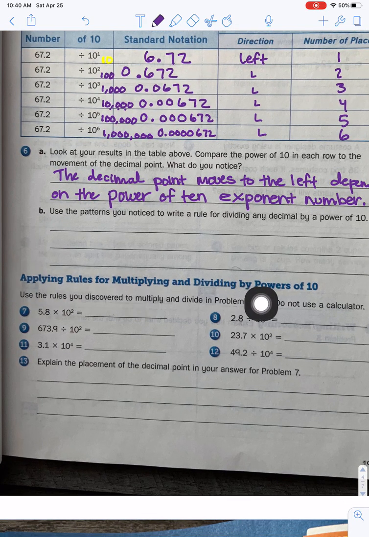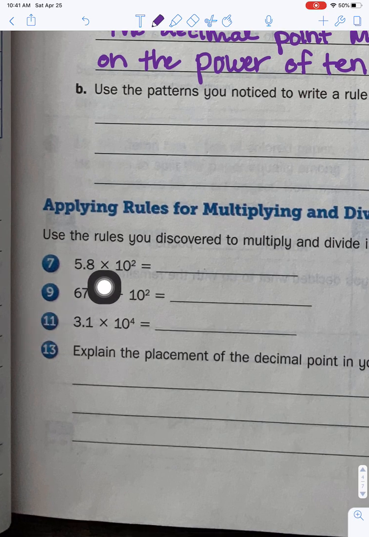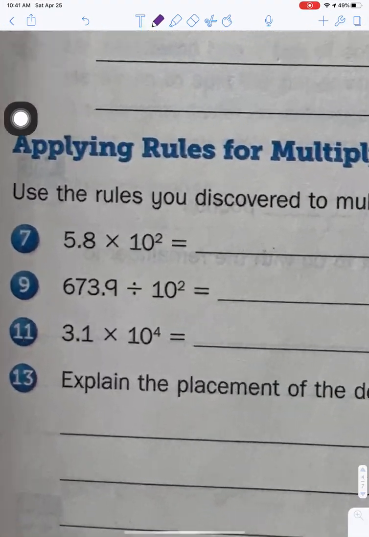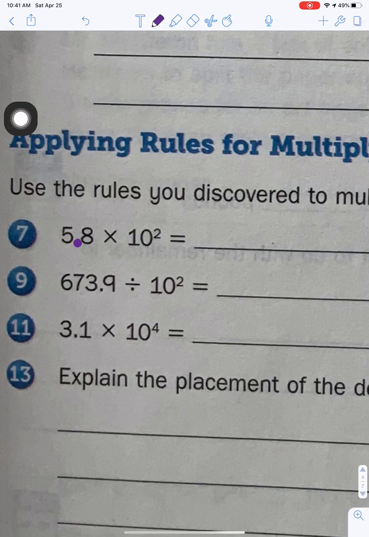Apply the rules for multiplying and dividing powers of 10. For here, I'll do a couple problems with you, and then I would like you to do these on your own. So if you have 5.8 times 10 to the power of 2, since it's multiplication, the number is going to get bigger. We said with multiplication that we move the number to the right. So for this case, we have 5.8, the decimal point is here, and we're going to move it 2 to the right, 1, 2.